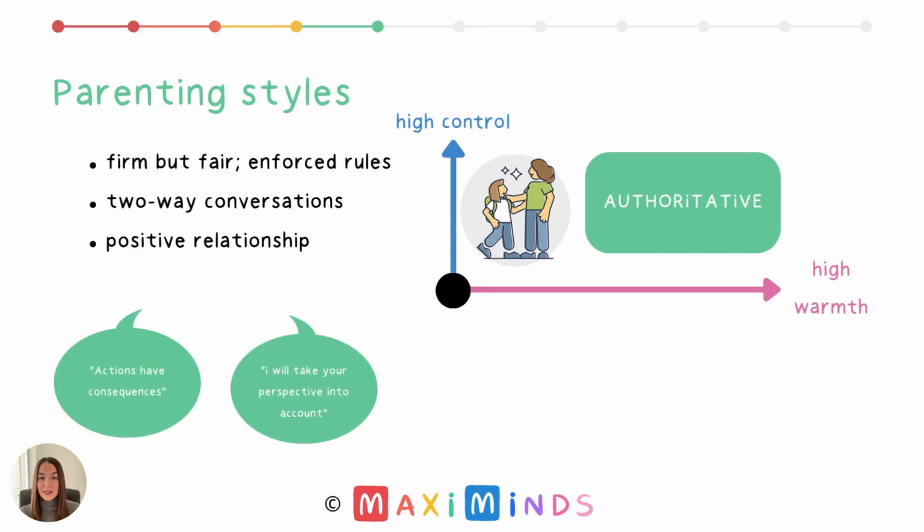So looking similarly to the gold standard for teaching, the gold standard for parenting is having that authoritative parenting style where there's a high degree of control that the parents have, but also that high warmth. So there'll be firm but fair and enforced rules, two-way conversations typically between parents and their children, which is advantageous and a positive relationship ultimately.